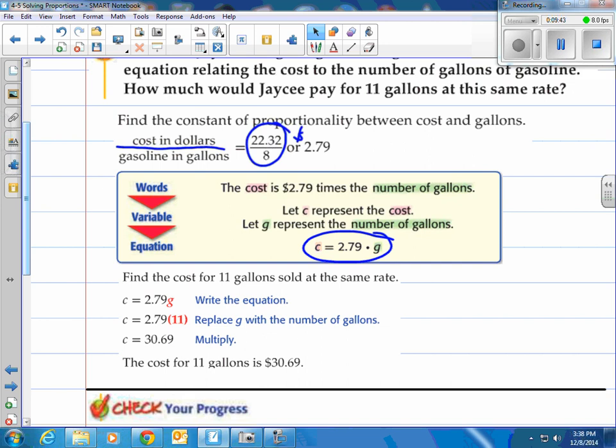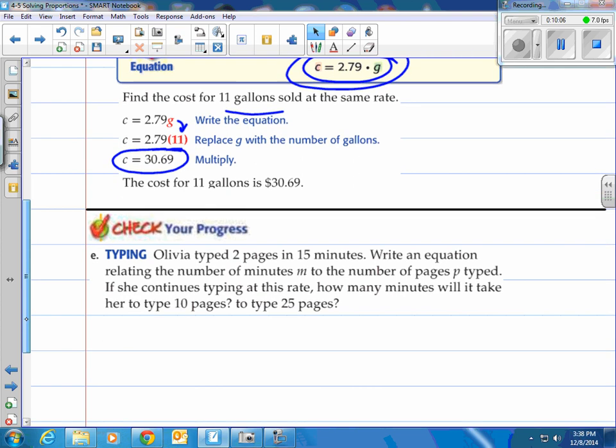Well, simply, they want to find out 11 gallons. All right. What we do is take our 11 and plug it in for our G in our little equation that we've created here. So when you take that 11 and you multiply it by the 2.79, you have the cost is $30.69. And that's what it says here. The cost of 11 gallons will be $30.69. Gas is getting cheaper than that now.